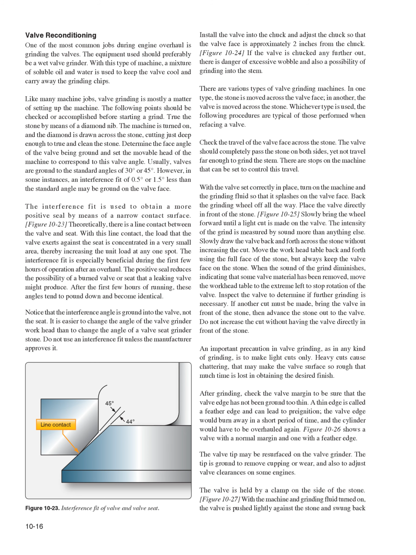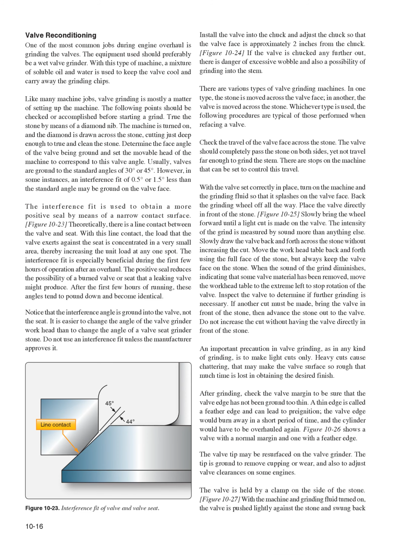Notice that the interference angle is ground into the valve, not the seat. It is easier to change the angle of the valve grinder workhead than to change the angle of a valve seat grinder stone. Do not use an interference fit unless the manufacturer approves it. Install the valve into the chuck and adjust the chuck so that the valve face is approximately 2 inches from the chuck. Figure 10:24, if the valve is chucked any further out, there is danger of excessive wobble and also a possibility of grinding into the stem.